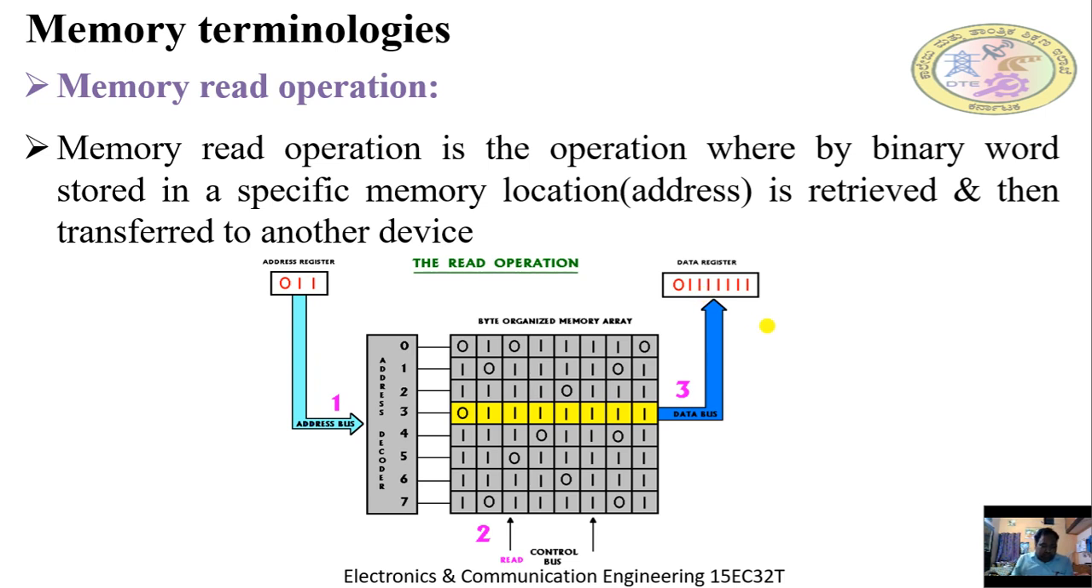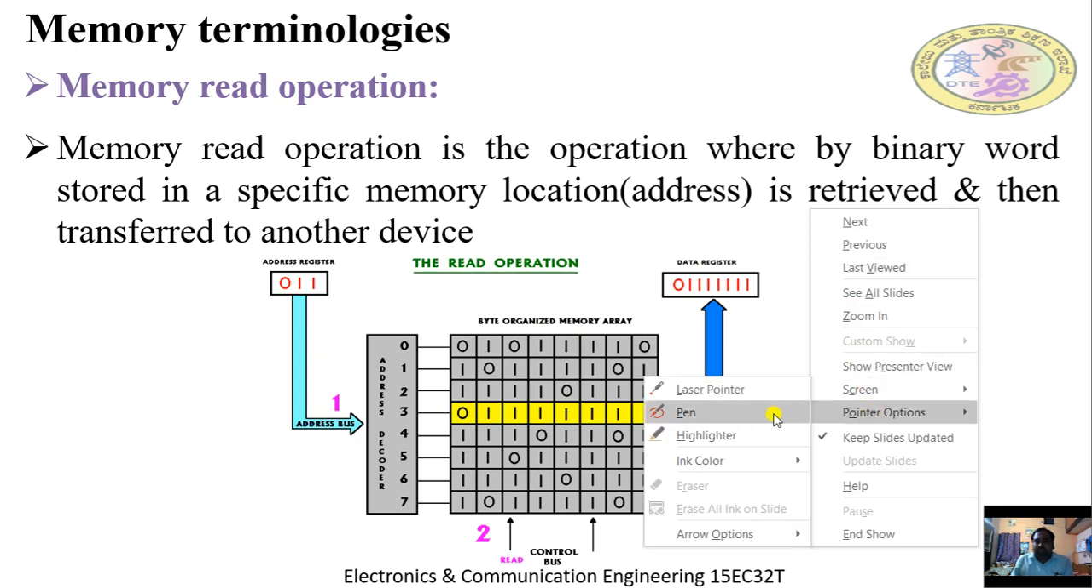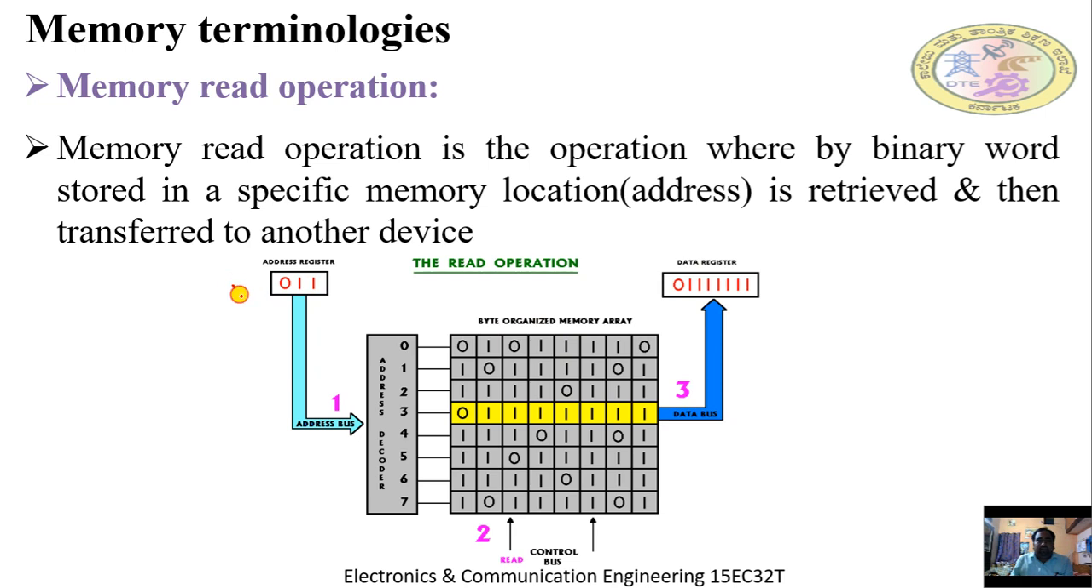The very first step is that the address is placed on the address bus. As you can see here, the address 011 is placed in the address register. This is the register which holds the address information. The same content is transferred to the address bus. The function of the address bus is to carry the address information. So that is the first step, where the address 011 is placed on the address bus.